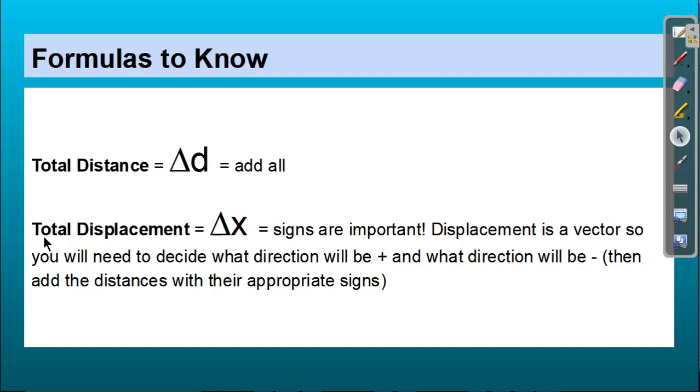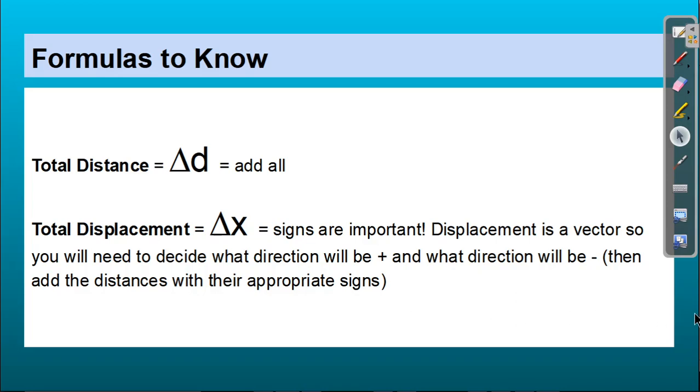Okay? The total displacement is delta of x. So when you see delta of x, we're talking about total displacement. And in this case, this is a vector, and you're going to have a numerical quantity that has a sign. It's going to have a positive or a negative. Positive is going to be to the right, negative to the left. If you're traveling up, it's going to have a positive sign. If you're going down, it's going to have a negative sign. So signs are going to be important here to denote a direction.